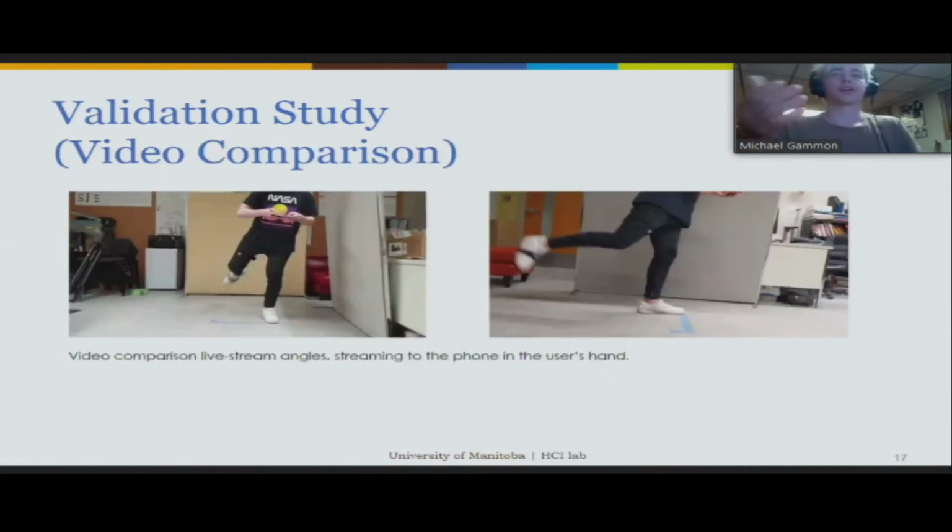So here on screen, you can see the angles of the live stream for the video comparison, which streamed to the phone in the user's hand. The ground truth videos were also recorded from these same angles.